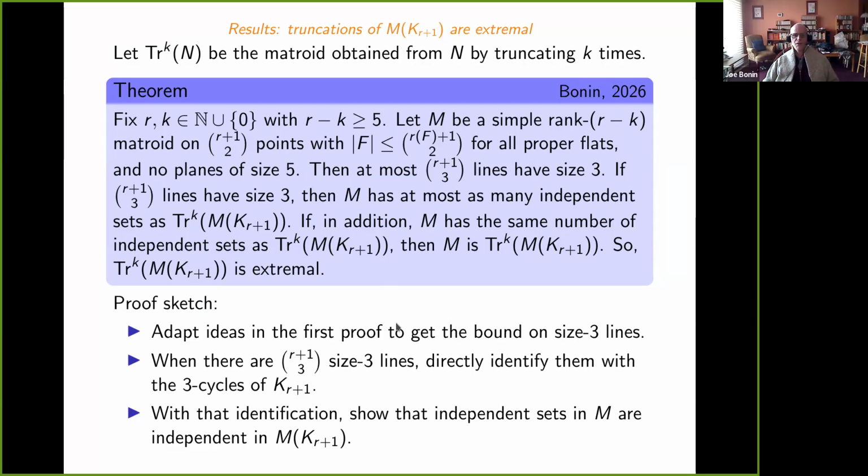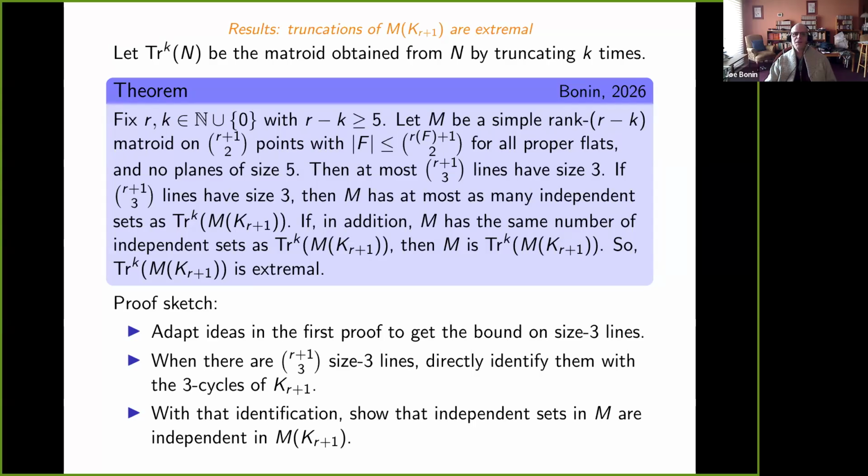The first part is just adapting what we did earlier to get the bound on the number of 3-point lines. Once you have that, in the extremal case, you can identify your collection of 3-point lines with the 3-cycles in the complete graph. With that identification, you get an inclusion of the independent sets of M as independent sets in the cyclomatroid of the complete graph. And so if it's the same number of them, it's the same. So that's how we prove that. Those are results on cyclomatroids of complete graphs.